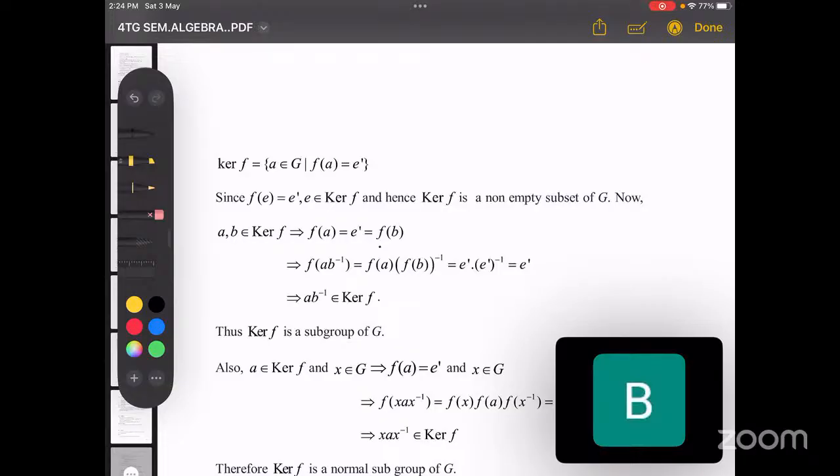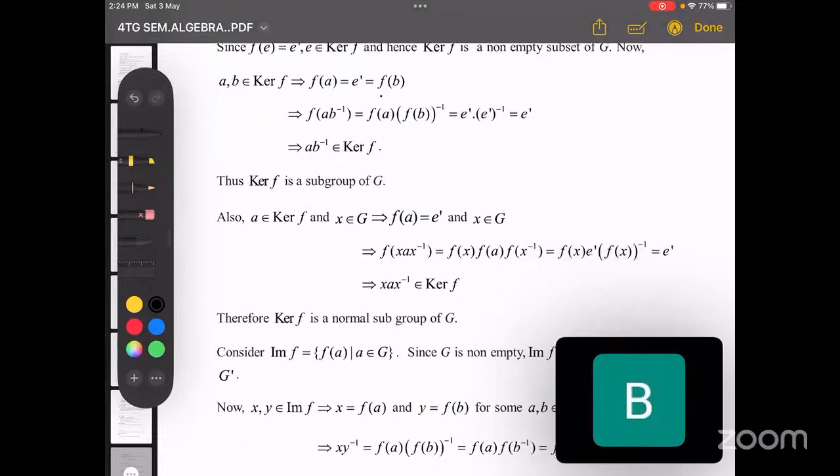Next thing is we have to show that it is a normal subgroup. Normal subgroup means x a x inverse should belong to kernel f by the definition of normal subgroup. We need only one element for normal subgroup. So a belongs to kernel f and x belongs to G. f of a equals e dash, from the starting definition, and x belongs to G. So for the normal subgroup definition, f of x a x inverse, if you split this, what will happen? f of x, f of a and f of x inverse.